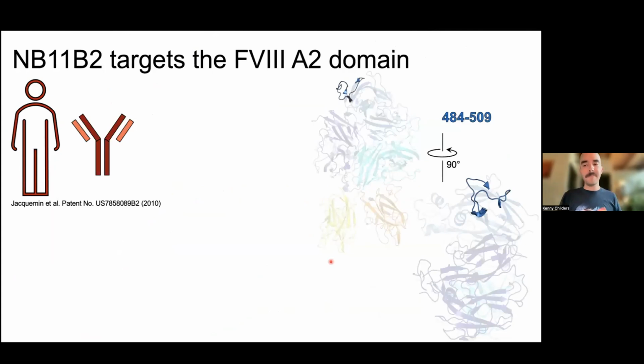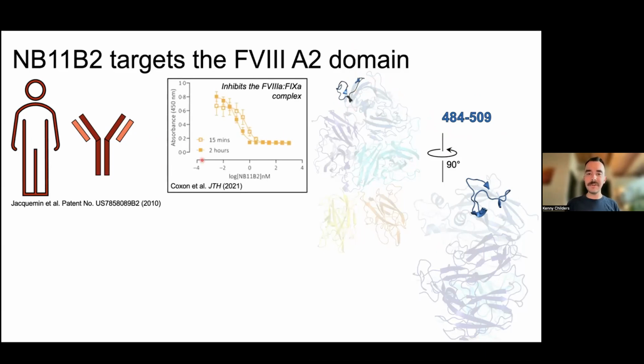Okay, so I'll go on to the next structure. So this next antibody that we ended up characterizing is an anti-A2 domain inhibitor. This is an antibody called NB11B2. It was originally reported in a patent about 15 years ago or so. And researchers there found that it binds somewhere to the residues 484 to 509, which I'm highlighting here in the A2 domain. So we think they thought this antibody is binding somewhere here in the A2 domain.